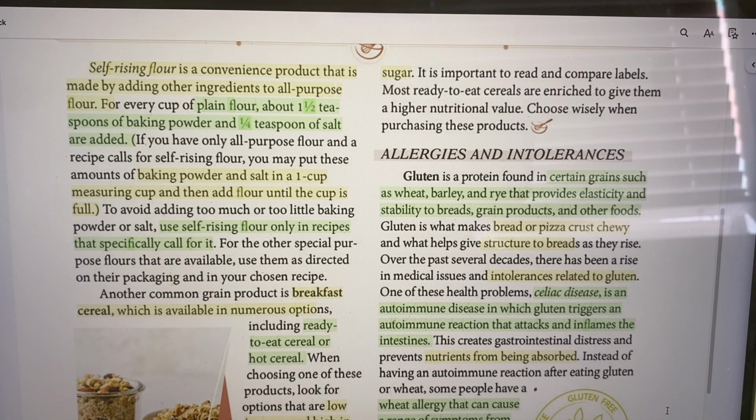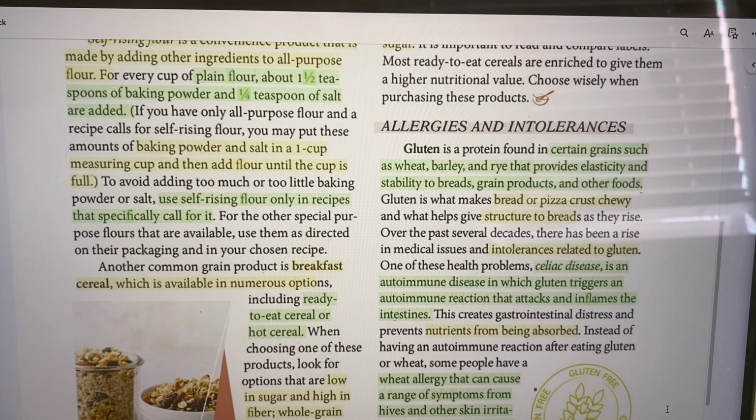So when you have self-rising flour, you're not going to have to add baking powder. But if you have regular all-purpose flour, you might have to add baking powder to it in the recipe. To avoid adding too much or too little baking powder or salt, use self-rising flour only in recipes that call for it. So when you have a recipe, it has to say self-rising flour to use it.